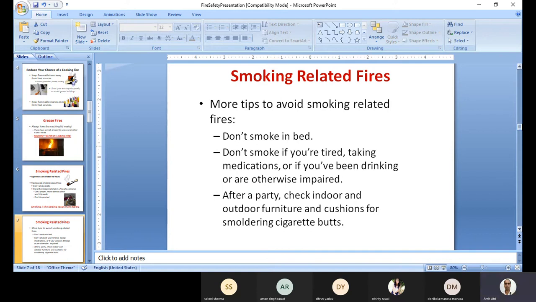Then only we can avoid these types of situations. Otherwise, if a fire breaks out, then we should have a proper firefighting system. Like, don't smoke in bed. Clothing is there, that is inflammable. Another thing, don't smoke if you are tired. This is something related to human psychology.